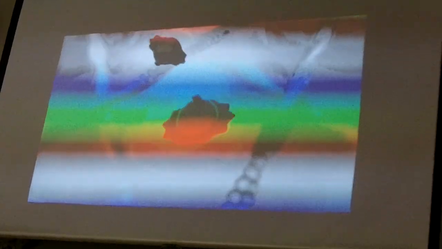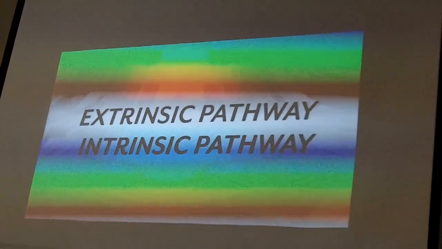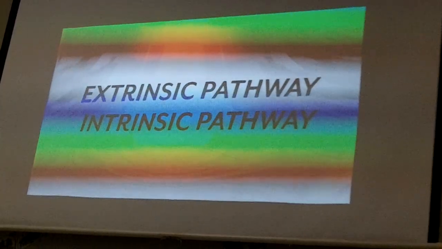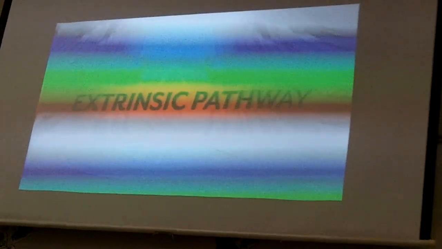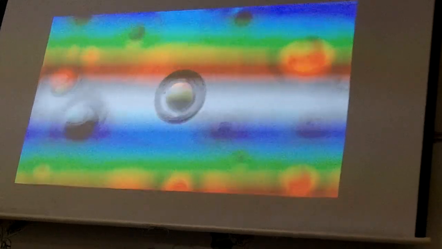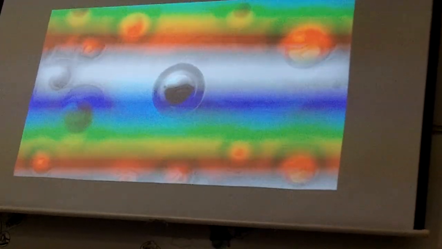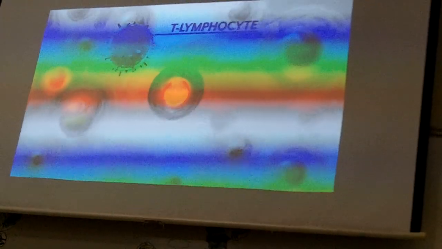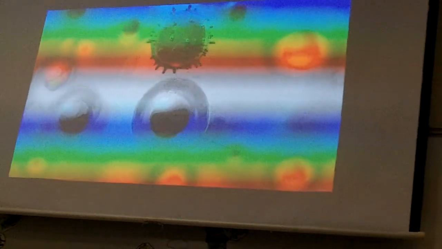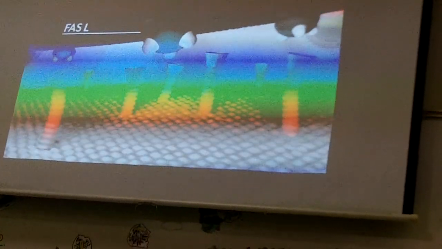For apoptosis to occur, these cascades first need to be activated. Cascade activation can happen via two distinct pathways, called the extrinsic and intrinsic pathways. The first pathway is referred to as the extrinsic pathway, because the initial signal comes from outside the cell. This pathway is often initiated by other cells, commonly by subsets of T lymphocytes. That's a white blood cell. These lymphocytes have a surface molecule known as Fas ligand, or Fas-L for short.